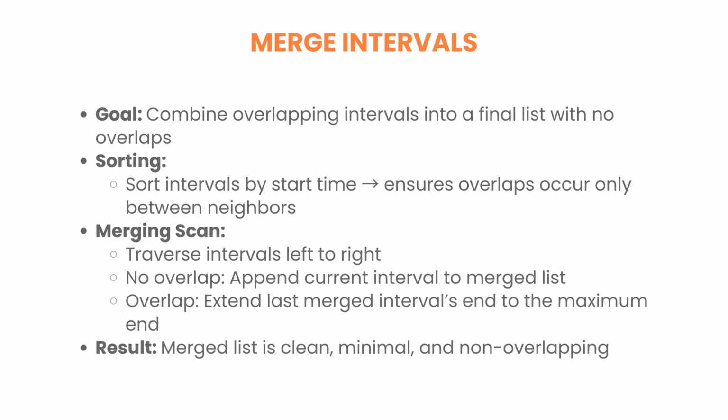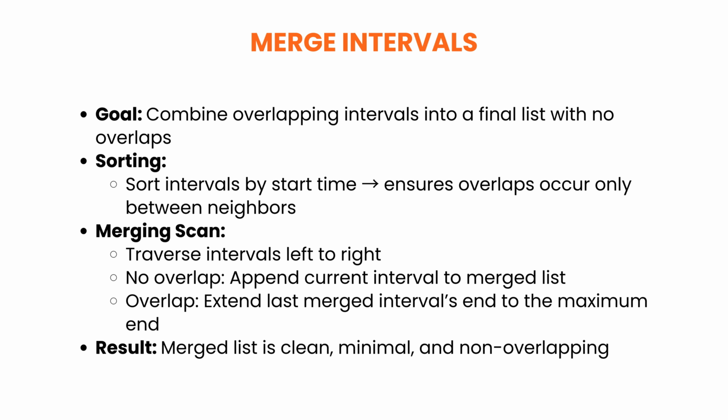The concept discussion. The goal is to combine overlapping intervals so the final list has no overlaps. The easiest way to do that is to sort by start time first. Once intervals are sorted, any overlaps must happen between neighbors. Then we scan from left to right. If the current interval doesn't overlap the last merged one, we append it. If it does overlap, we stretch the last merged interval's end to cover the bigger endpoint. By the time we finish, the merged list is clean and minimal.